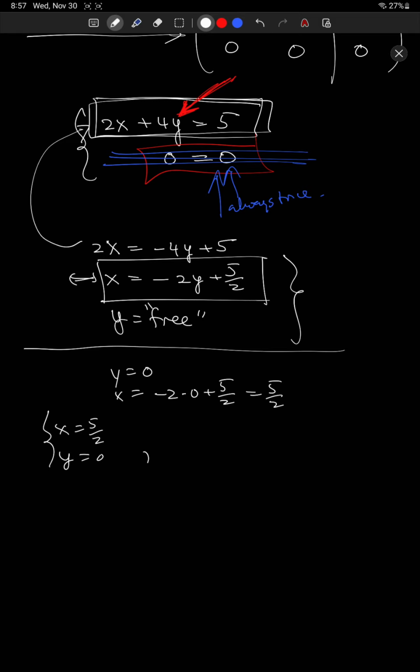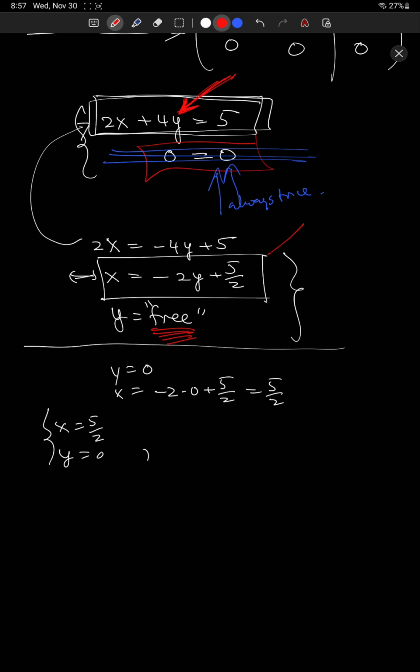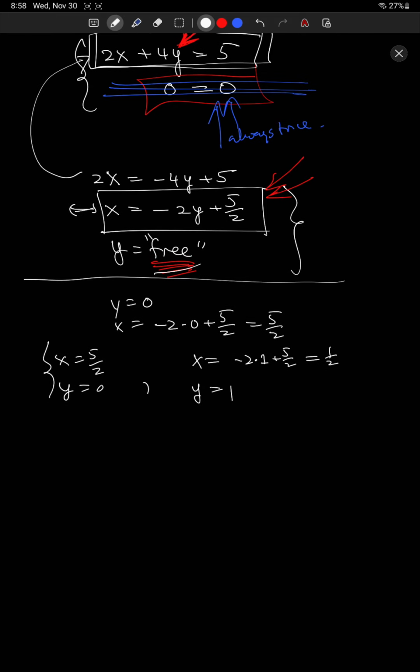But there's more. There's an infinite number because every y that I choose will correspond to a different x solution. So let's just do y equals 1. That's going to be another one, and that corresponds to x equals minus 2 times 1 plus 5 over 2, which happens to be 1/2. So another solution would be x equals 1/2, y equals 1. And as you can see, I can choose y to be anything. Y equals minus 1 is going to give me another solution. Y equals 10 is going to give me another one.